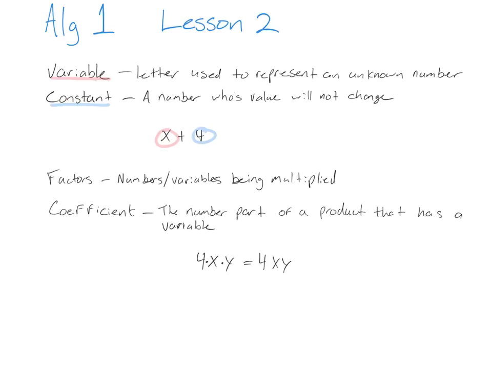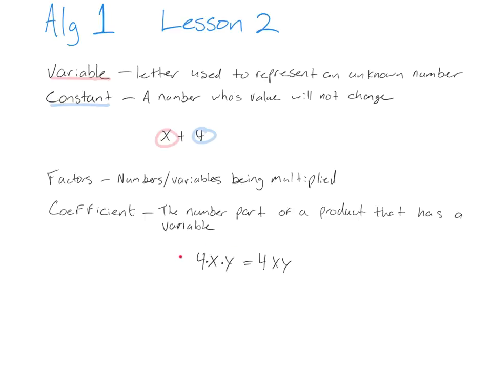Some more terms here. The next term is factor or factors. Numbers or variables that are being multiplied. It's probably something you've learned before. A factor times a factor, things like that. So it's numbers or variables that are being multiplied. The coefficient is the number part of a product that has a variable.